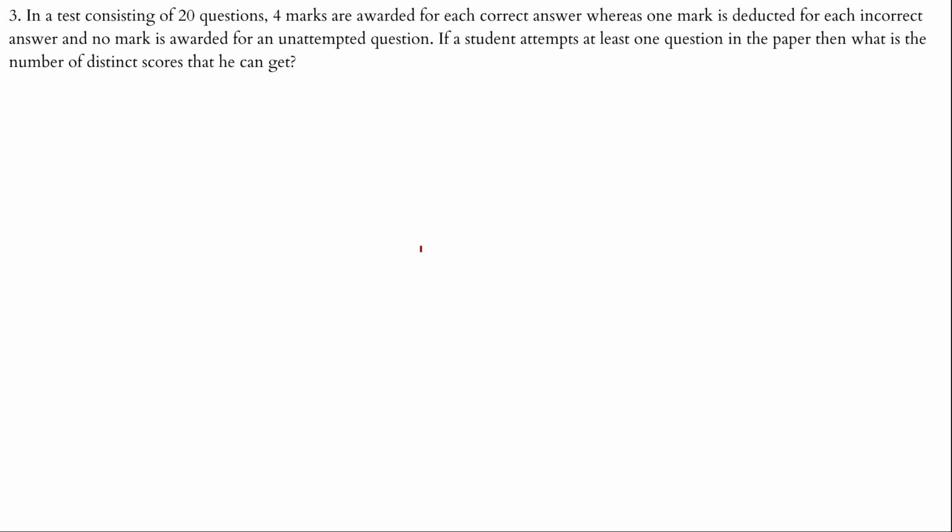So in a test consisting of 20 questions, 4 marks are awarded for each correct answer, whereas 1 mark is deducted for each incorrect answer, and no mark is awarded for an unattempted question. If a student attempts at least one question in the paper, then what is the number of distinct scores that he can get? Good conceptual question actually.